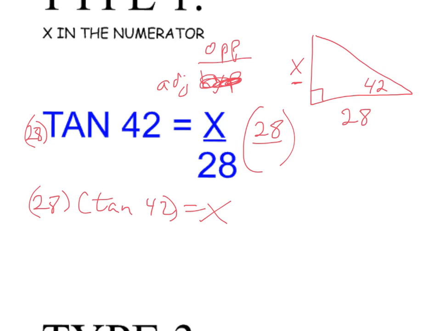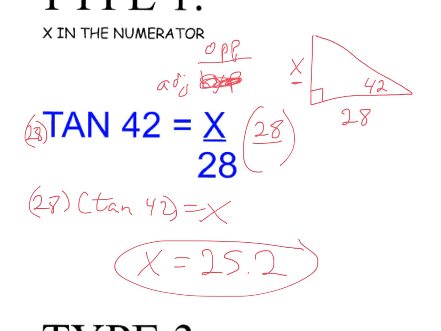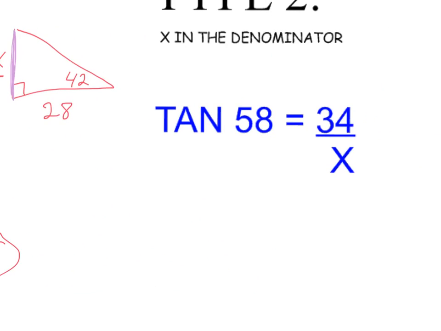So 28 times tangent 42 equals, and we will round it to the nearest tenth place, and when you do that, you get x equals 25.2 is your answer. That means that this side of that right triangle has a side length of 25.2. And that's how we use these trig functions to find missing sides, among other things.